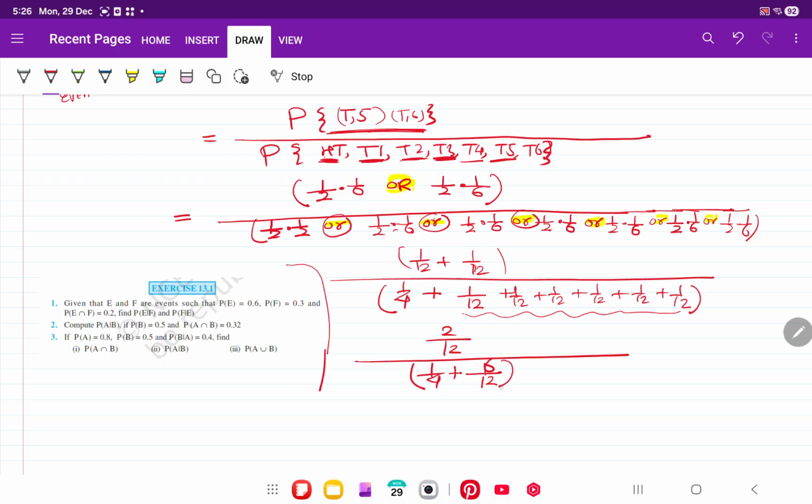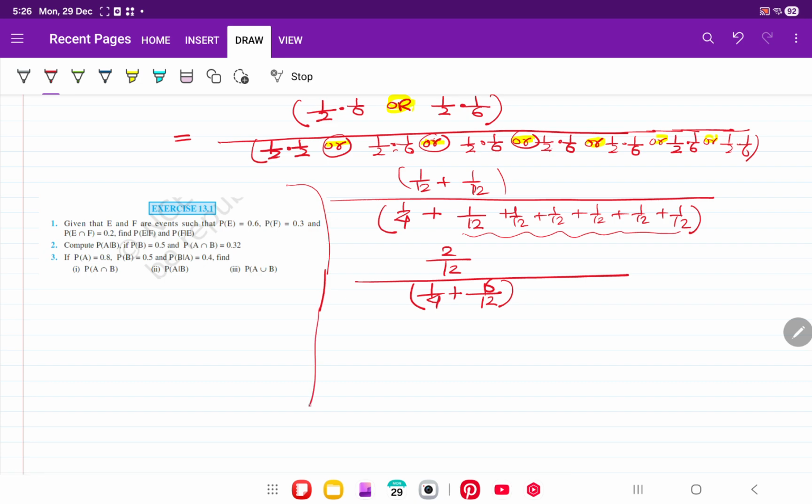Okay, what is the LCM of these two? Here I am just trying to simplify. So 2 by 12 divided by, the LCM is 12, so 4 threes are 12, plus 6. Correct? 12 is the LCM of these two. So I am getting 2 by 12 divided by 9 by 12.